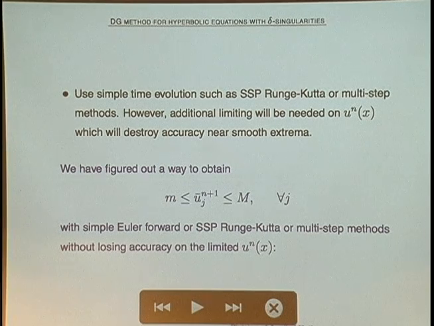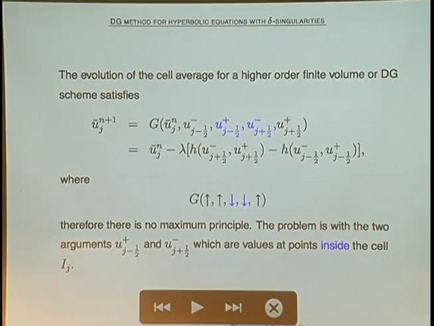So let's look at our way of how we use these and still get the cell average into the bound. Let's look at the evolution of the cell average for a DG scheme.